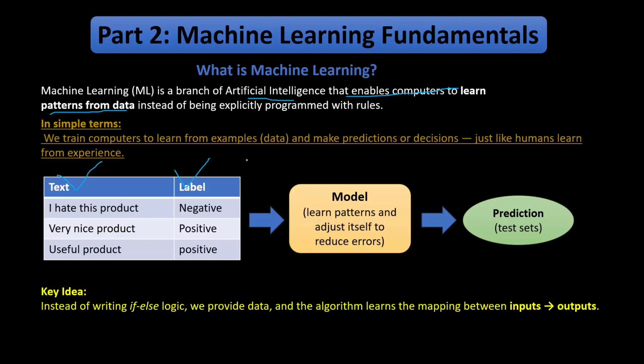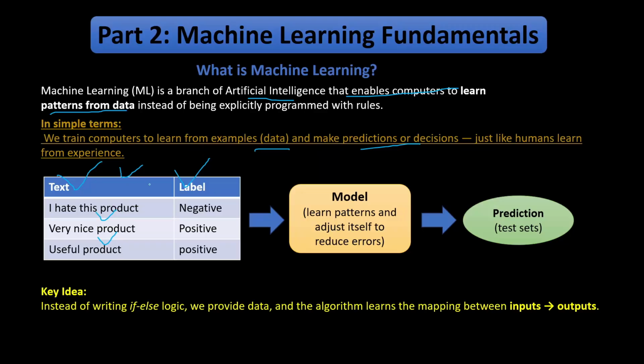So here we train computers or models to learn from examples such as data and make predictions or decisions, just like humans learn from experience. For example, we have this textual data and our problem statement is to detect the emotion within each text, whether it is positive or negative.